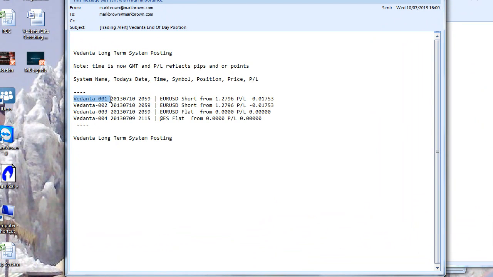So you get Vedanta 01, 02, 03, 04. What this means is this is trading system 1, 2, 3 and 4. You can see trading system 1 to 3 is based on the euro dollar. Currently this one here, trading system model 1, is actually short on euro at 1.2796, okay, from this level point here. But currently right now this is in a loss. It's in a loss of 175 pips of risk.